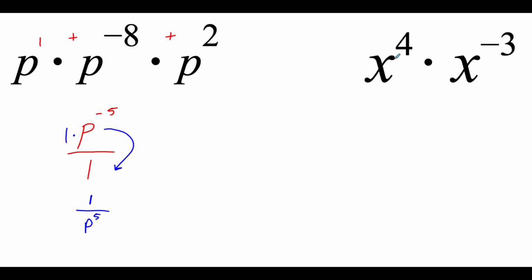Looking at our next one, x to the fourth times x to the negative third. Again, these have the same bases, so we're going to leave the base the same. We're going to add those exponents together, so 4 plus negative 3 is 1.